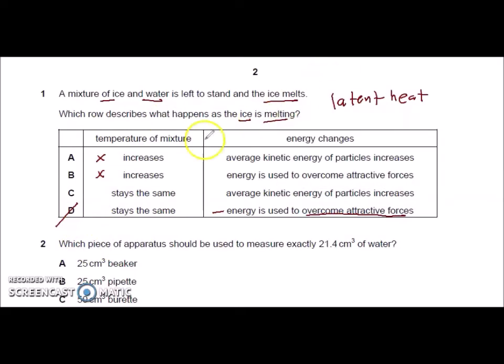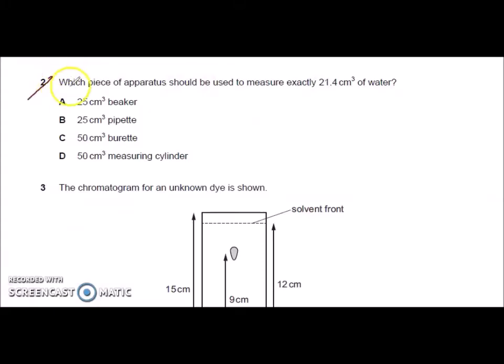Okay, now we go to the second question. For number 2, which piece of apparatus should be used to measure exactly 21.4 centimeter cube of water? Your best answer here will be burette. So here will be the 50 centimeter cube burette. This one will be the more accurate, C.